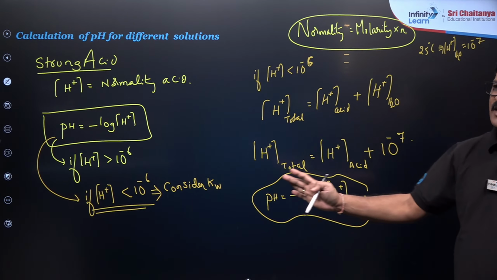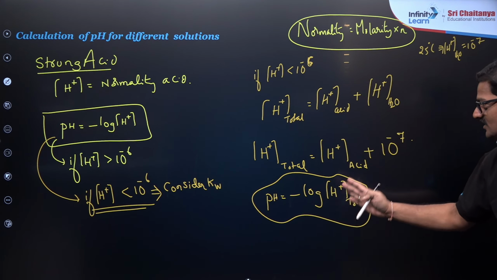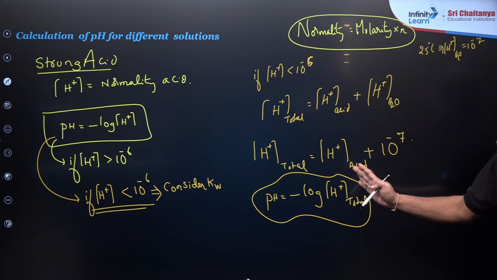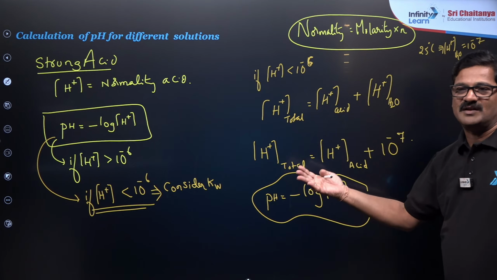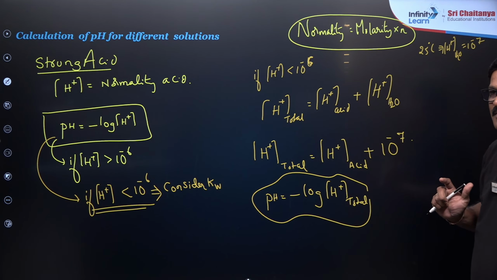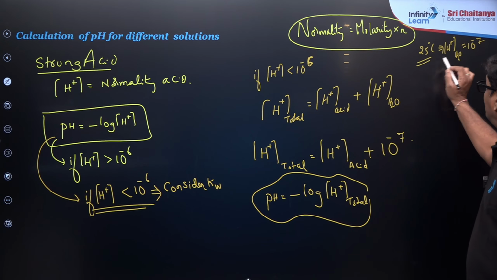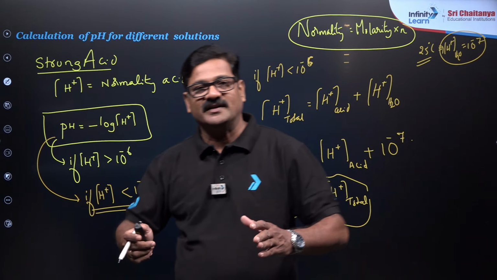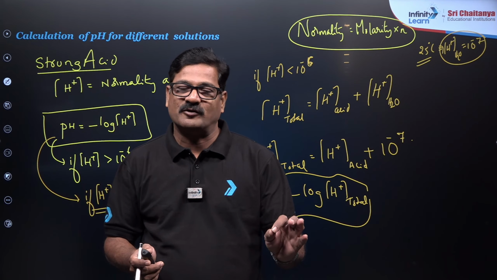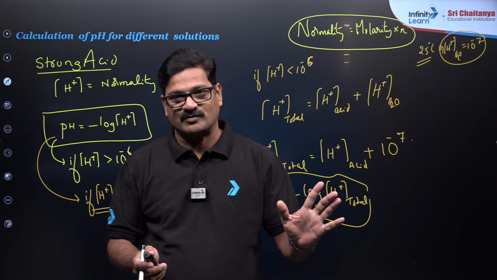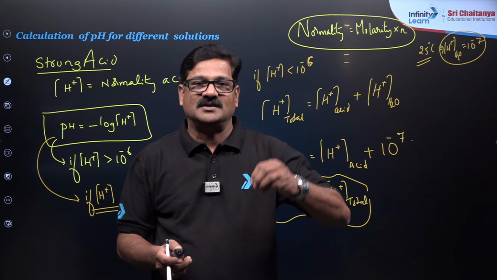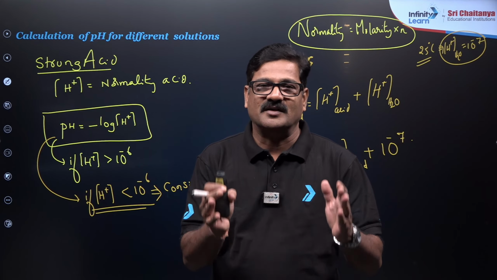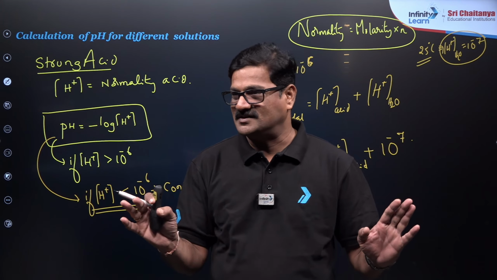You can use the quadratic equation if you are very good at mathematics, and you can calculate the pH. And if you are not comfortable, you can simply use the mathematical approximation. We can do it, no problem. As long as the temperature is 25, this is true. Temperature should be mentioned as 25 degrees centigrade, so Kw is 10 power minus 14 mole square per liter square. If the question doesn't mention the temperature, then by default everybody please take 25 degrees centigrade.